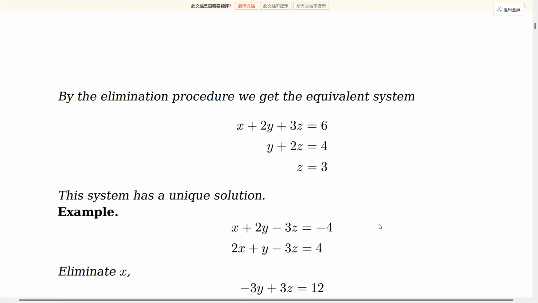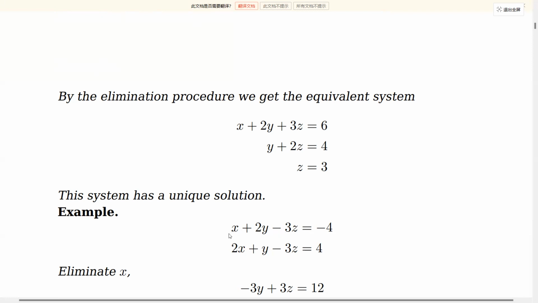So that's one example, and the next example is a system of two equations with 3 variables. Okay, we got x plus 2y minus 3z equal to -4, and 2x plus y minus 3z equal to 4. So you can easily see, you know, this system will have infinitely many solutions.